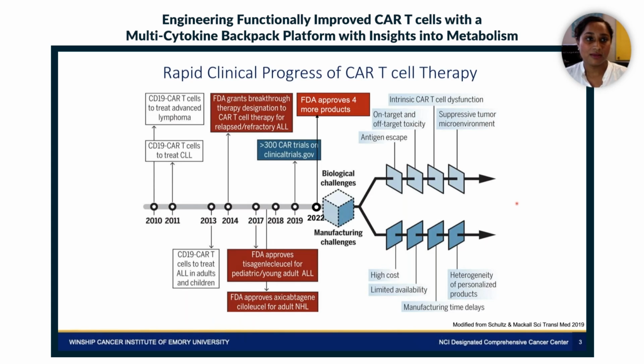So there's been a lot of rapid clinical progress in the field of CAR T cell therapy. Some of the first patients were treated in 2010, if you look at this timeline. And from 2010 to this year, we now have 6 total FDA-approved CAR T cell products. The majority of these are in hematological malignancies, where they do fairly well, but there's still a lot of biological and manufacturing challenges that remain that we need to address in order to expand upon the utility and the usability of these therapies for more patients.